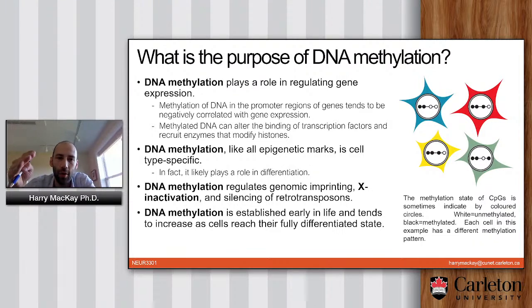The methylation level in the promoter regions of genes tends to be negatively correlated with gene expression. What this means is that typically, the more methylation you have at a promoter, the less that gene is expressed. This works in part because methylated DNA can alter the binding of transcription factors as well as the enzymes that modify histones. So think about all the stuff I was telling you about transcription factors and how important those binding sites are. Well, some of those binding sites have CGs in them, or CpGs, and thus the methylation level of that binding site can affect whether or not the transcription factor binds.